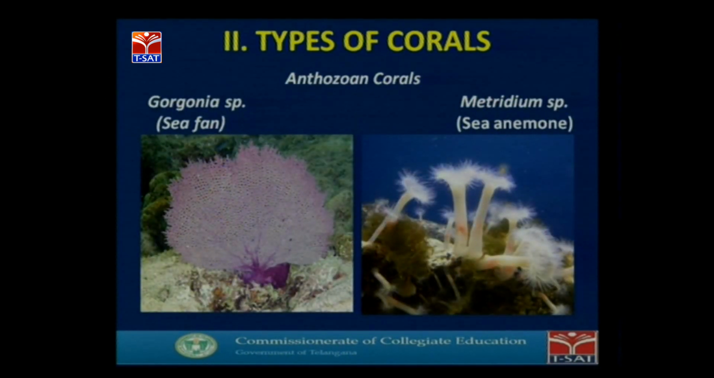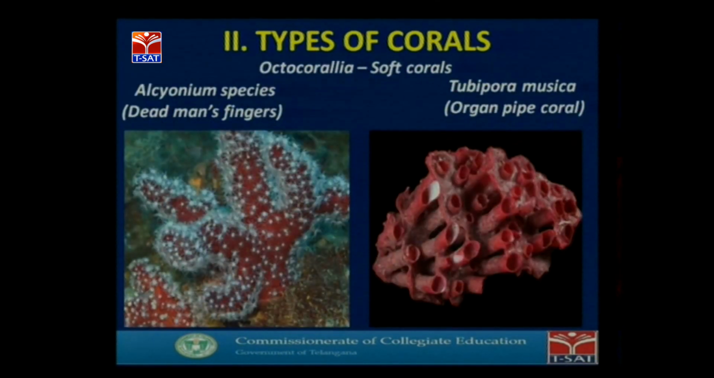And this slide shows the beautiful images of Anthozoan corals. This is the image of Gorgonia species, which is commonly known as sea fan. And in this image we can see the Metridium species, which is commonly known as sea anemones. Anthozoan corals, that is flower animals, though they appear like tiny plants, they are actually the polyp corals, coral polyps.